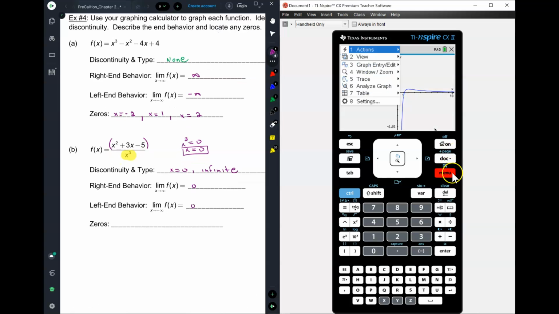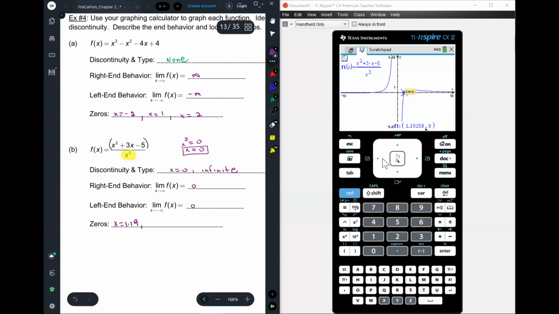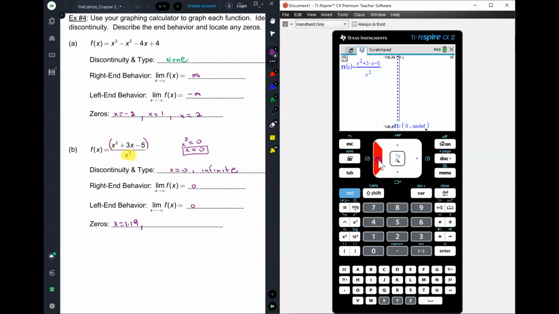Okay, what about zeros? Let's trace. So I'm going to go to the left, left, left, left. Right there, there's a 0 at 1.19. And then let's go to the left again. Keep doing it. It's going to go really far down, and then it's going to come back. So look, it's going way down, but then it'll come back up from the top. So just keep doing it. Don't go too fast so you don't miss it. Right there, it looks like I'm going to hit a 0 soon. Right there. So at -4.19.